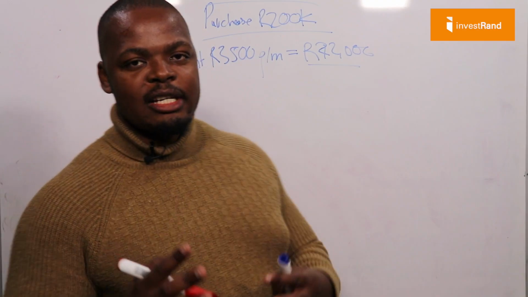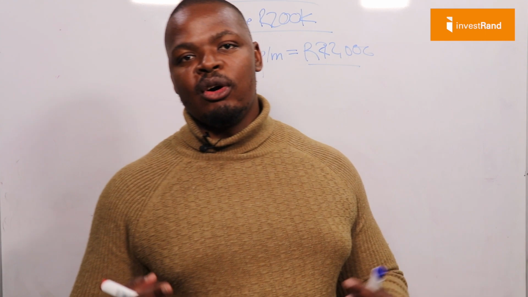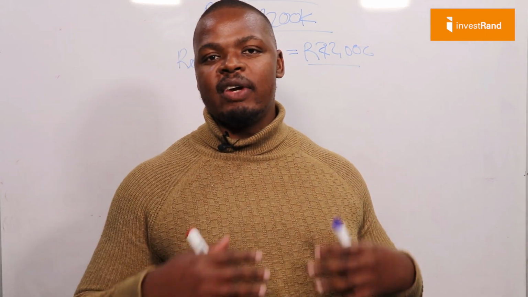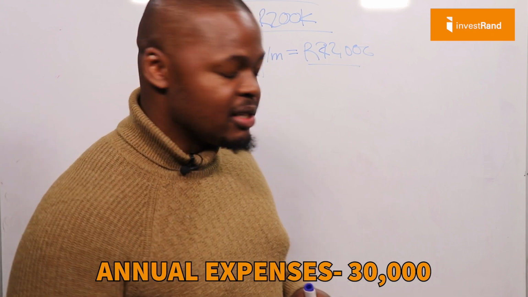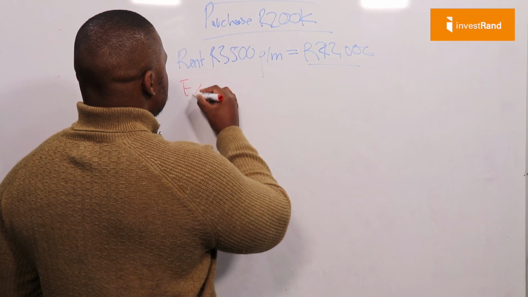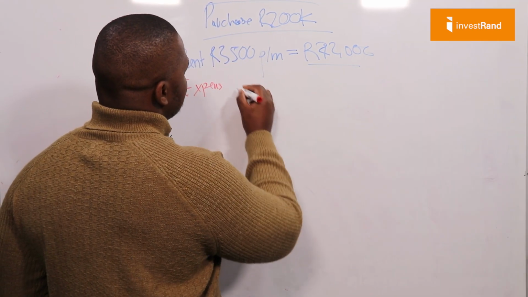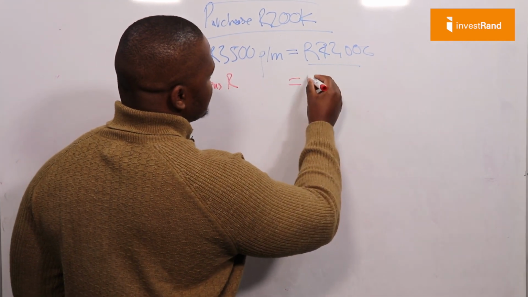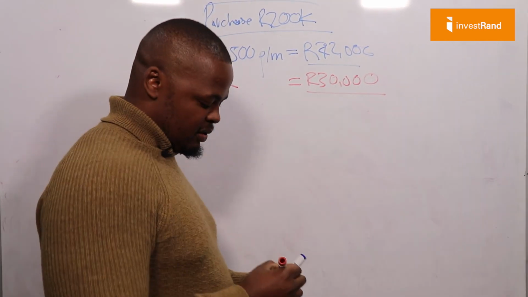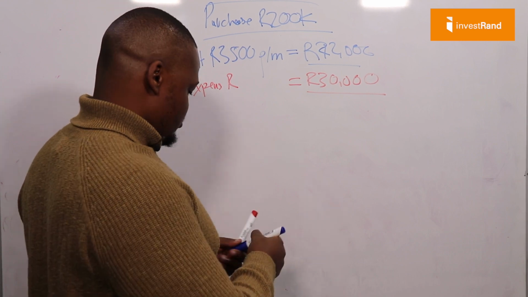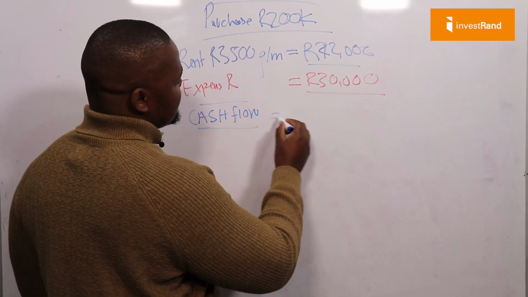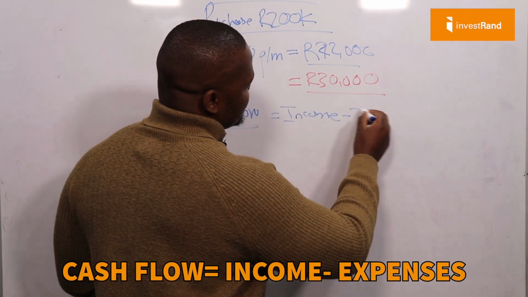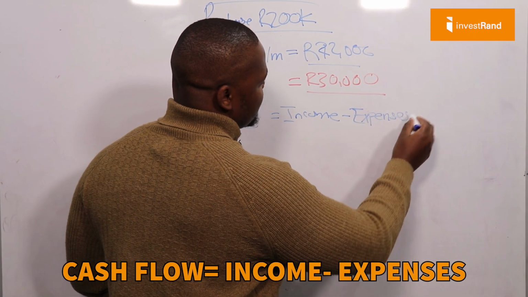So let's say your expenses, which are your bond repayments, property rates, taxes, levies, all of that stuff, add up to 30,000 in annual expenses. So we're going to say your expenses on this property are around 30,000 Rand. When you're calculating your cash flow, which is what we want to know, the formula is very simple. It's just your income minus your expenses.